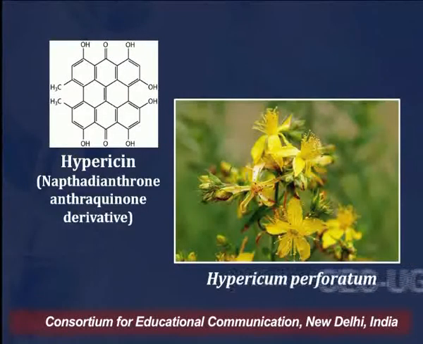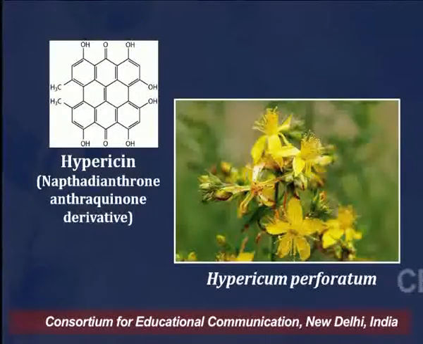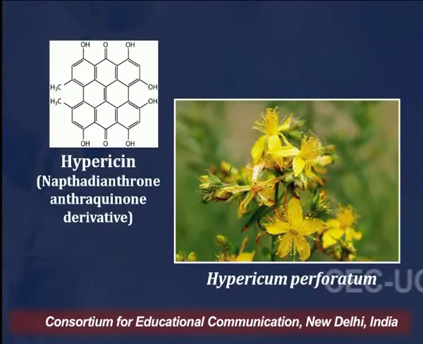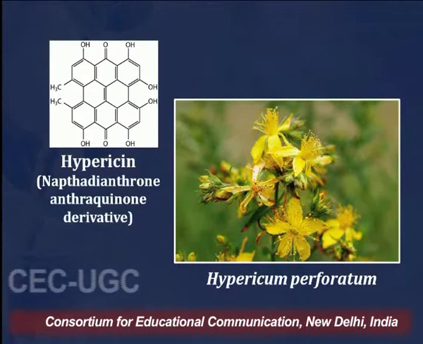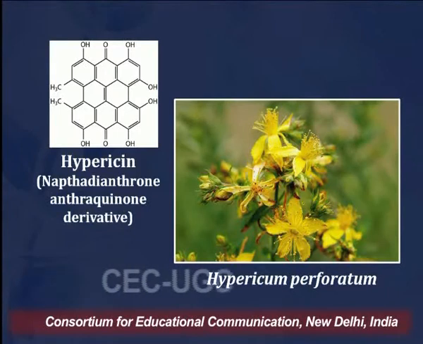Now hypericin is another example of a different type of dimeric anthraquinone. If you look into the structure of sennosides, the two monomeric units are attached at carbon 10, that is one linkage, and you will also see dimeric anthraquinones wherein the linkage is present at the third position or at the second position. But hypericin is one molecule where you will find that the two monomeric units are joined together at 3 positions, that is C4, C10 and C5. So these are the 3 positions where the two monomeric units are linked together, and therefore hypericin is also known as a naphthodianthrone anthraquinone derivative. Hypericin is largely found in Hypericum perforatum, and the yellow color of Hypericum perforatum flowers is due to the presence of hypericin in these flowers.